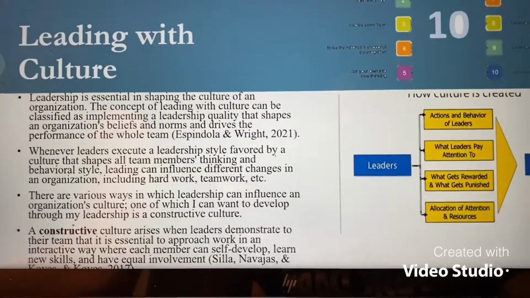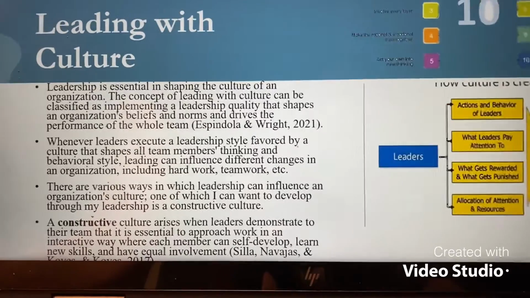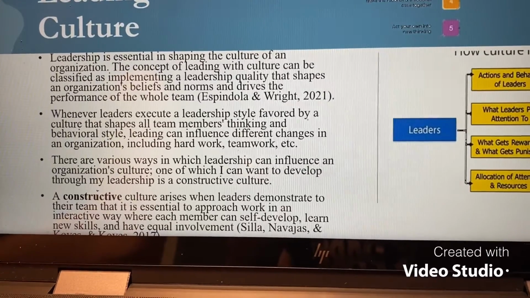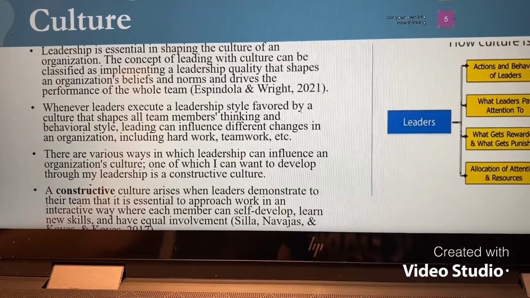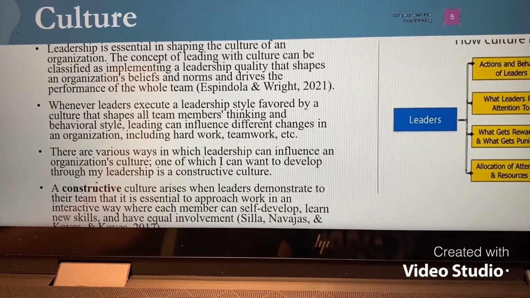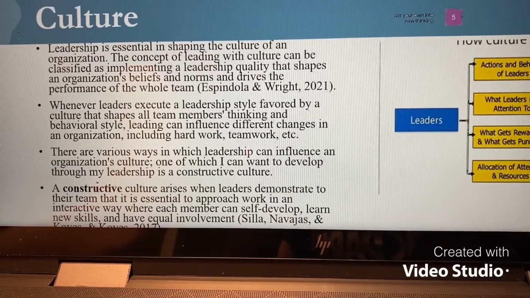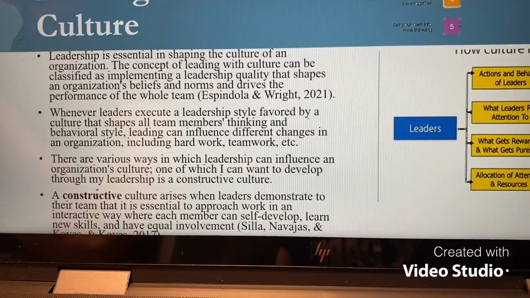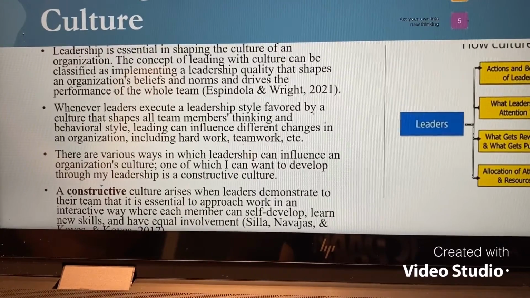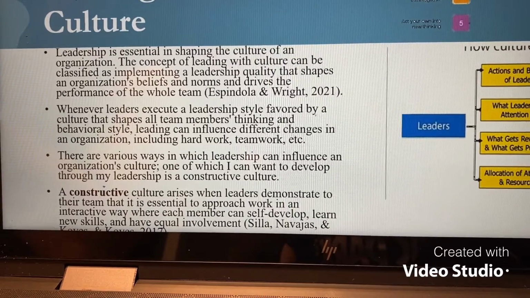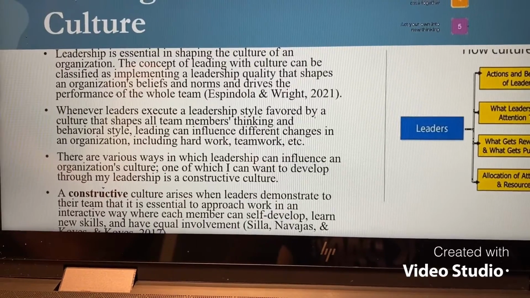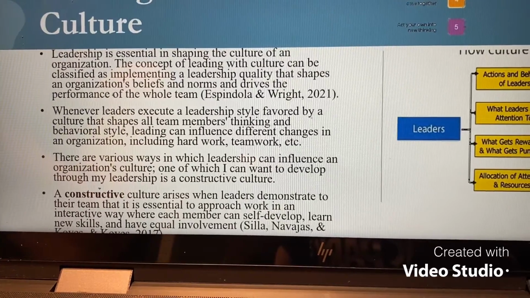Leadership is essential in sharing the culture of an organization. The concept of leading with culture can be classified as implementing a leadership quality that shapes an organization's beliefs and norms and drives the performance of the whole team. Whenever leaders execute a leadership style favored by a culture that shapes all team members' thinking and behavioral style, leading can influence different changes in an organization, including hard work and teamwork.